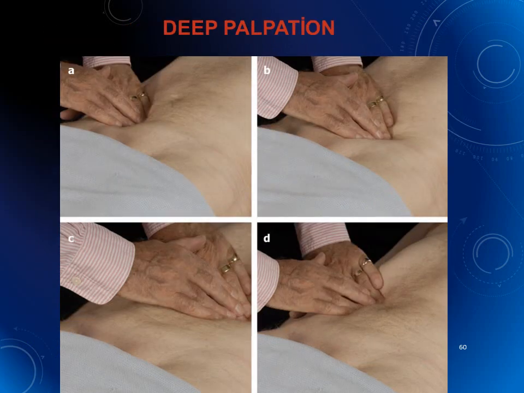Deep palpation allows us to identify abnormal organs and masses. Sometimes only one hand, the right hand, but sometimes both hands can be used for this examination. The technique is that one hand or two hands are pressed more deeply than in gentle superficial palpation.